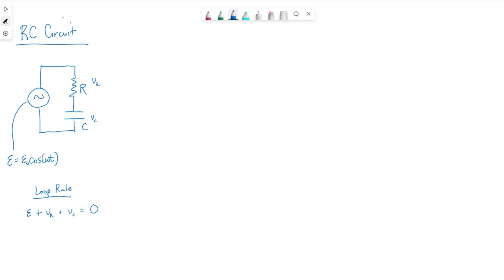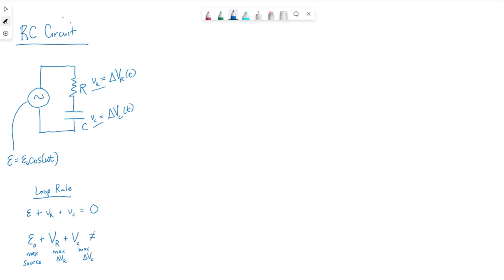Now, keep in mind these lowercase v's for the resistor and the capacitor mean the potential difference across the resistor as a function of time, the potential difference across the capacitor as a function of time. Capital values, capital V sub R, capital V sub C, and our EMF naught, these are maximum values. So this would be the max source voltage, this would be the max voltage drop across the resistor, this would be the max voltage drop across the capacitor.